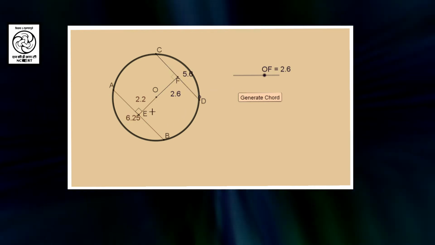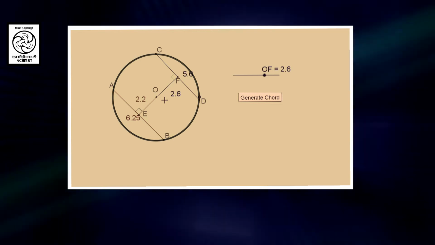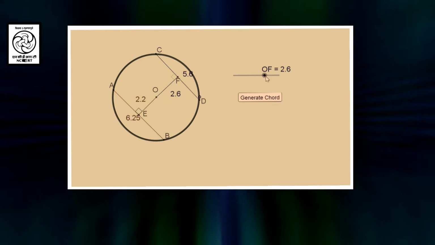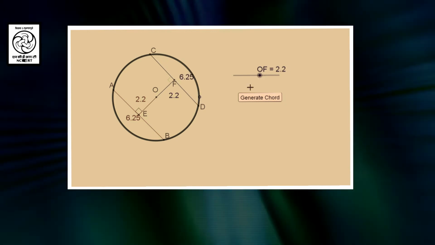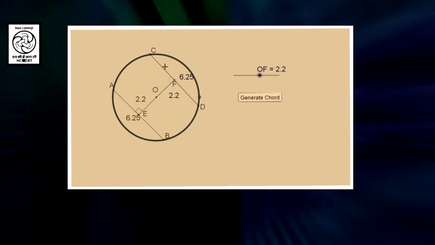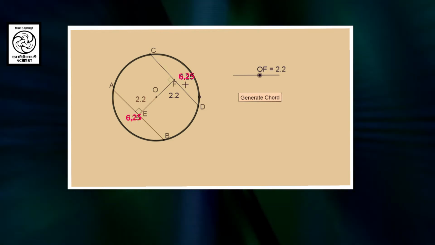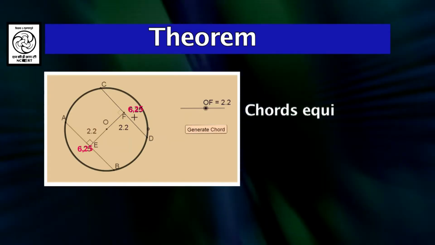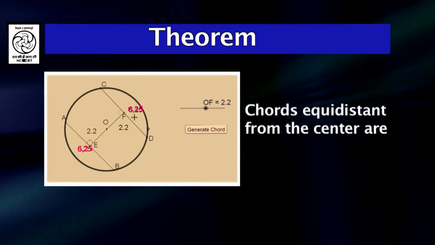Now, this time the distance OE is 2.2 and the distance OF is 2.6. Let us make the distance OF 2.2. So, as soon as OF becomes 2.2, you see that the length of chord CD also becomes 6.25. So, you can say that chords equidistant from the center are also equal.